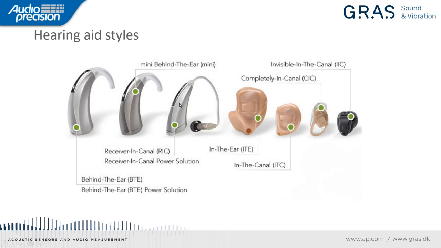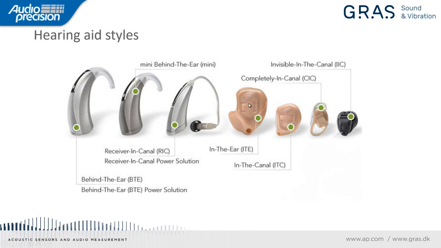Here we have a variation of the behind the ear called the receiver in canal. So in this case, the loudspeaker or the receiver is placed directly in the ear canal, and there's wires used to transmit the audio from the power amplifier inside the device into the receiver in the canal.